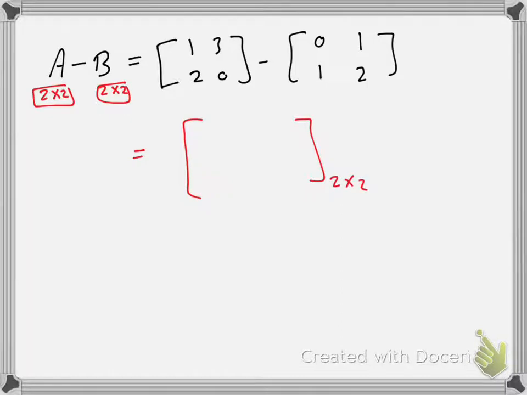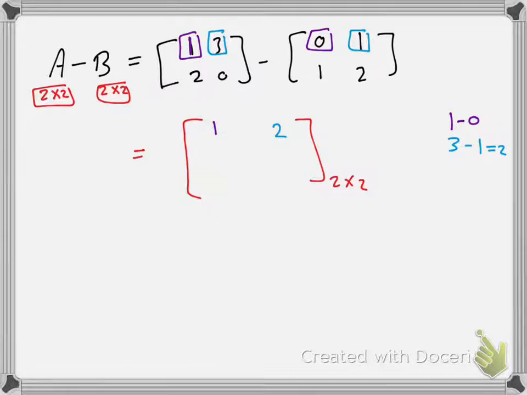Now let's subtract the corresponding items. I have 1 in the first location and I have 0 here. Then I will subtract them. 1 minus 0 will give me only 1. I will now take the second location, which is 3 here and 1 here. They correspond to each other. Then I will put 3 minus 1, which is 2. Then here I'm going to put 2.